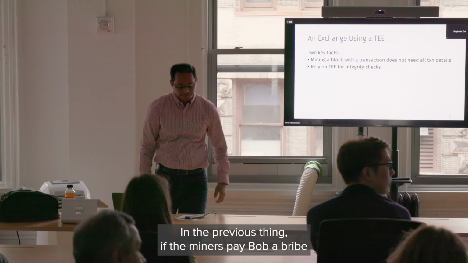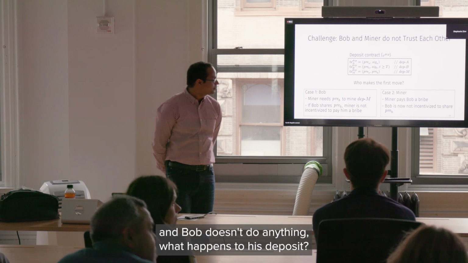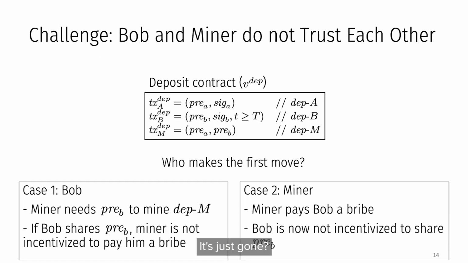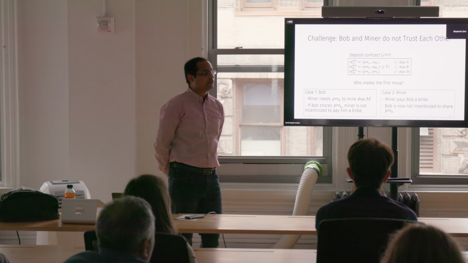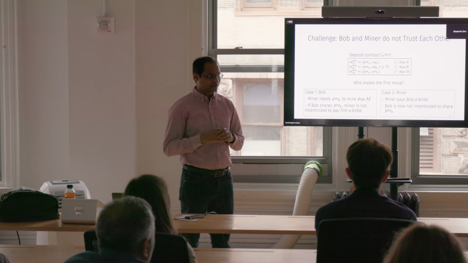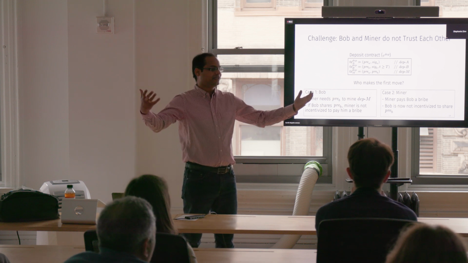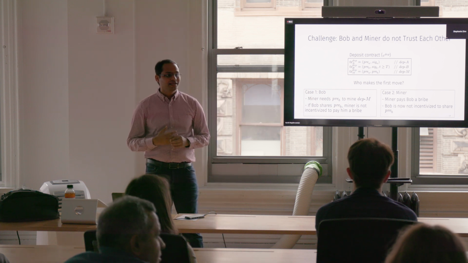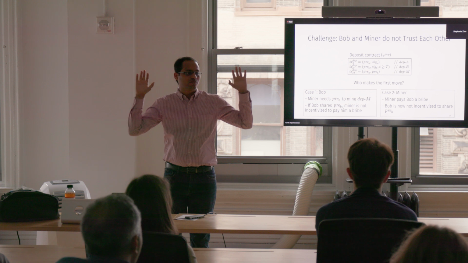So in the previous thing, if miners pay Bob a bribe and Bob doesn't do anything, what happens to his deposit? It's just gone, right? Sure, but remember, all Bob wanted to get was vcall. That is the honest execution, right? And he already got vcall plus epsilon, so he got more than what he started off with in the first place, right? So he's better off no matter what.